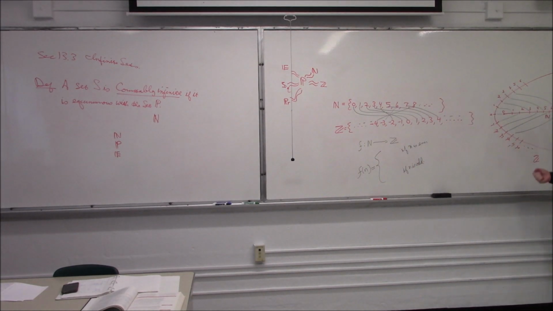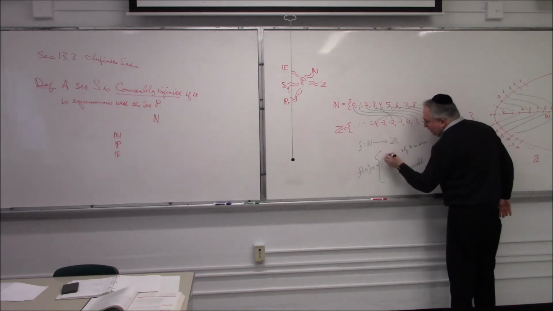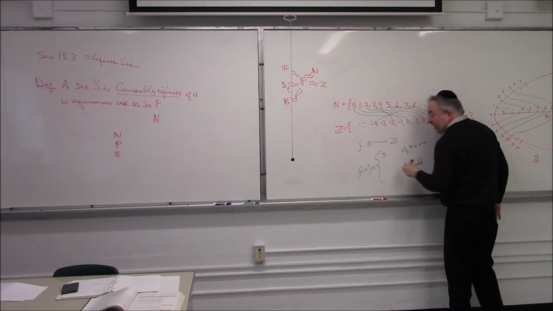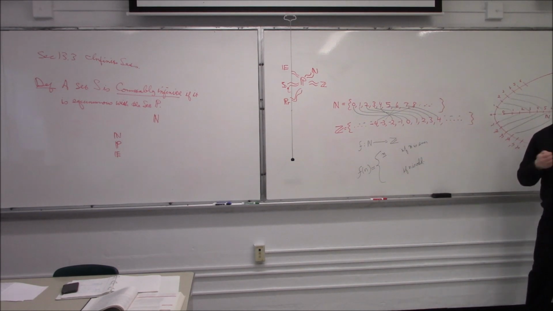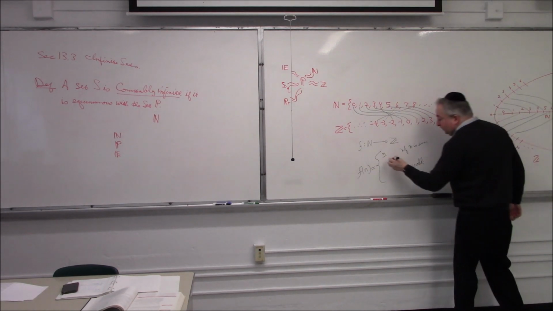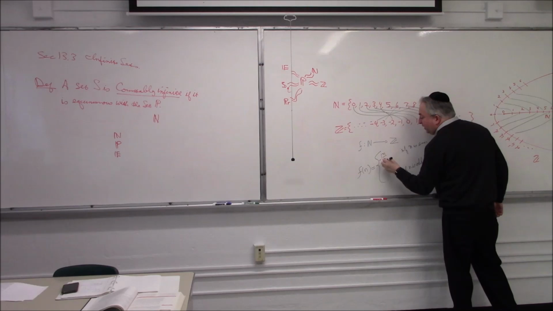Okay. So, what did we say? If n is even, where should it go? So 2 should go to -1. 4 should go to -2. 6 should go to -3. So if n is even, then take n, it's even, so it's a multiple of 2, so you can divide by 2, and go to the negative of that.